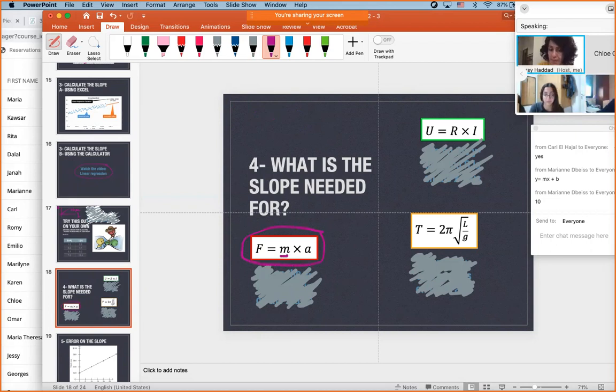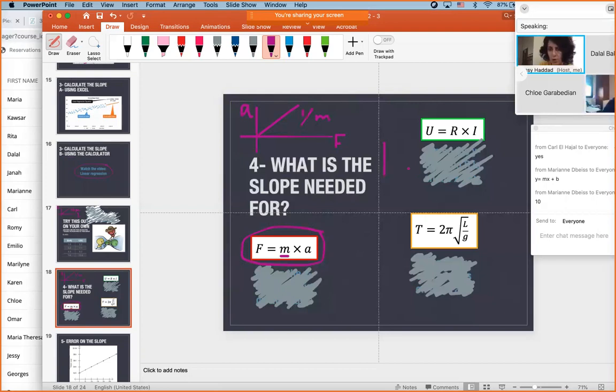M is the mass of my system and it's constant. All right, I'm gonna plot F versus A. Do you expect a linear relationship, Dalal? Yes. Because obviously F and A are proportional. Now that the relationship is linear, what does the slope represent? The slope represents M. Well done. Another question: if I plot A versus F, what does the slope represent? 1 over M. Awesome.